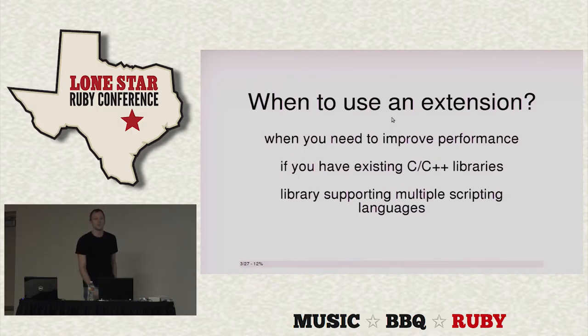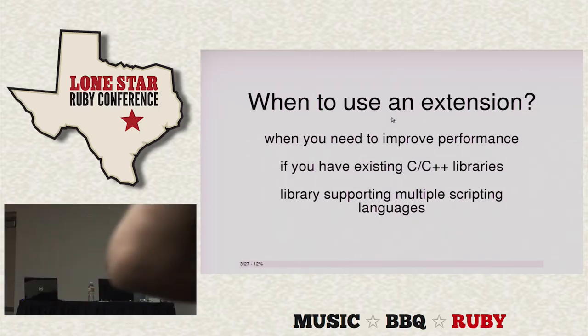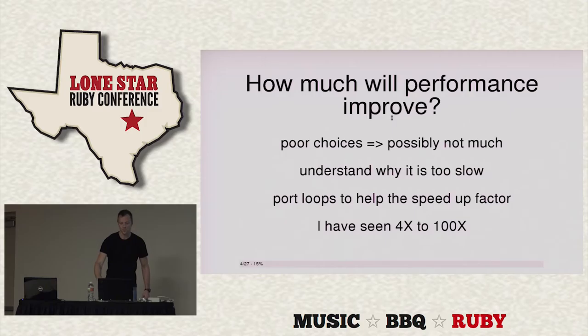So the first question is, when would you want to use a C++ or C extension? The obvious answer is performance. There are a couple of other times, like if there's already a C library out there that does what you need, why reinvent the wheel? And the other option, which was my case, is that I had a C++ library but wanted to call it from multiple scripting languages. If I had implemented that in Ruby instead, that would have been more difficult. So it's important to know which of these are requirements for you so that you select the correct tool to build your extension.